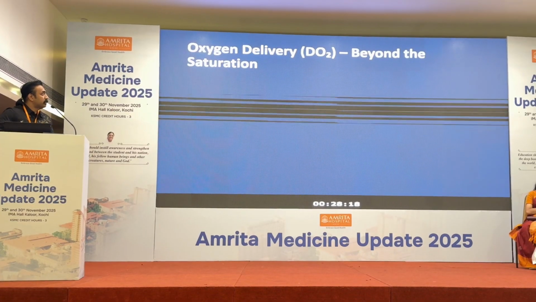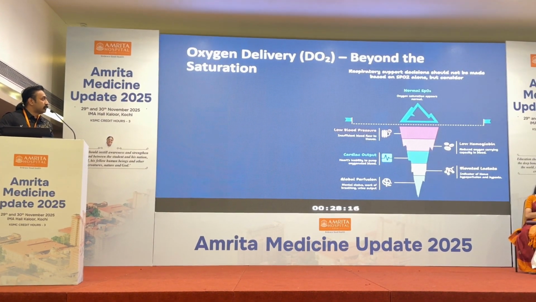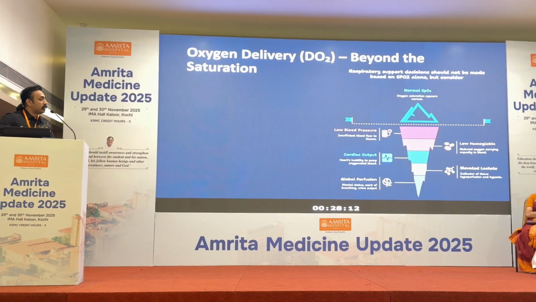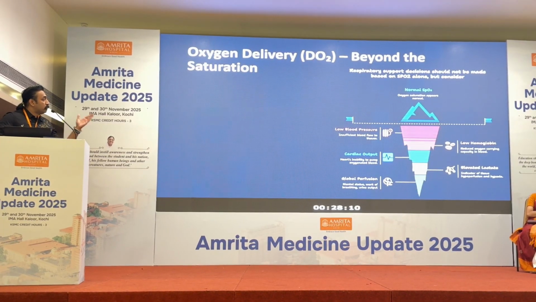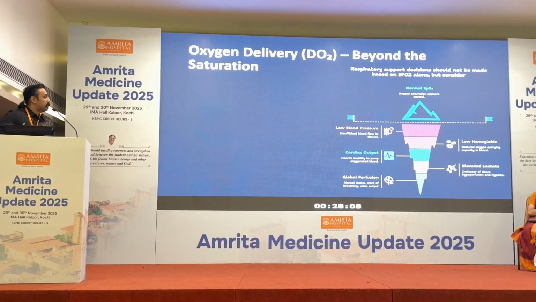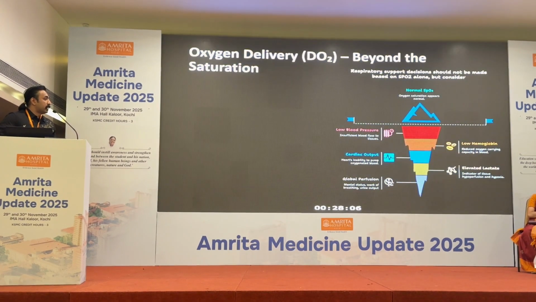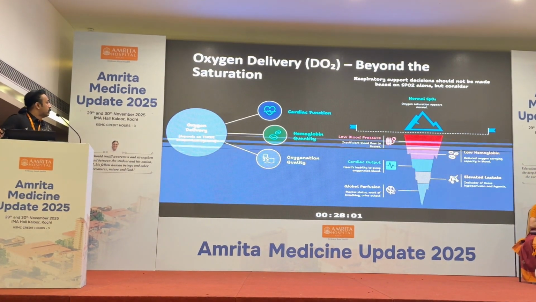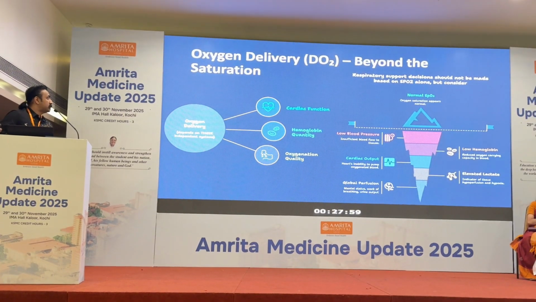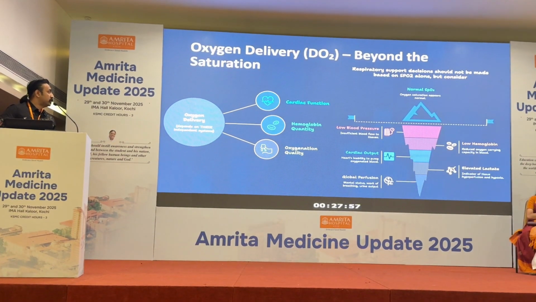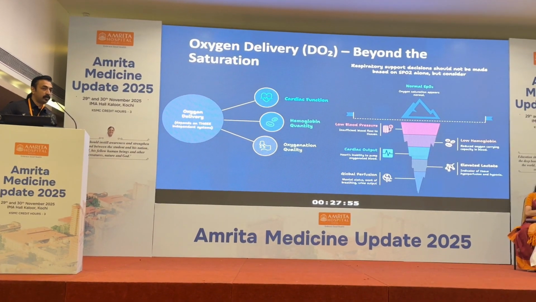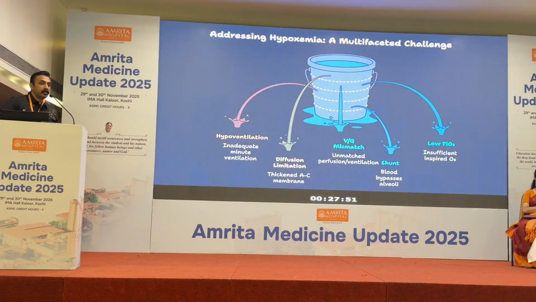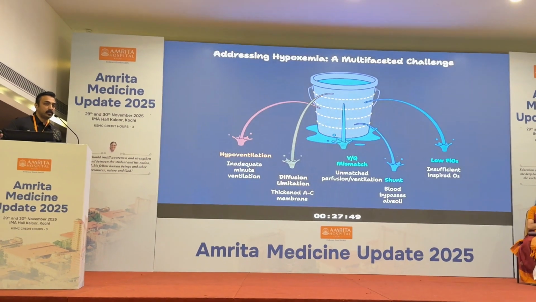Now, oxygen delivery, it's not always about saturation. Look out for other features which are contributing to a hypoxia, that is basically low blood pressure, low cardiac output, and also features of global perfusion as with low hemoglobin and elevated lactate. So oxygen delivery depends upon 3 independent systems, that is your cardiac function, hemoglobin quantity, and hemoglobin quality. So unless you correct these things, you are not going to correct the situation.